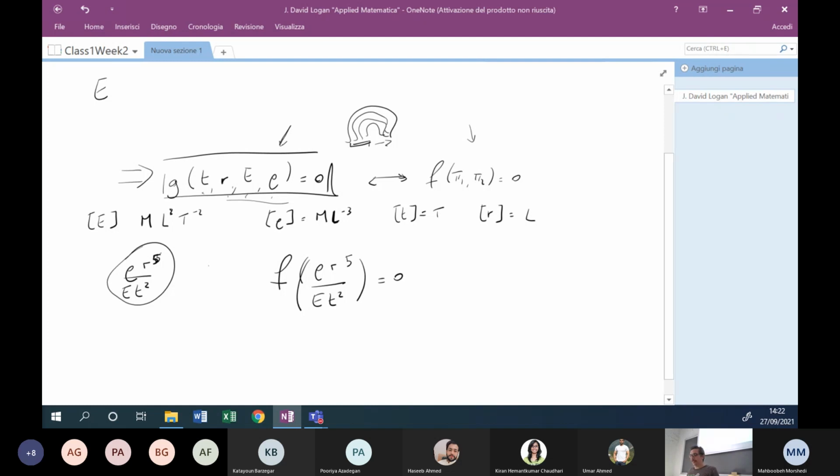Sorry, the equation is rho times r to the power 5, so this is r to the power 5 divided by e t to the power 2. Okay? Now let me suppose that this is not a differential equation. Let me suppose that this is just some algebraic equation, a transcendental equation, no derivatives inside.